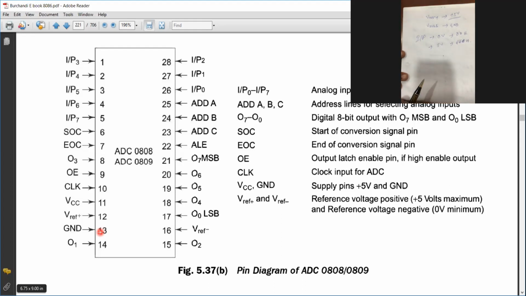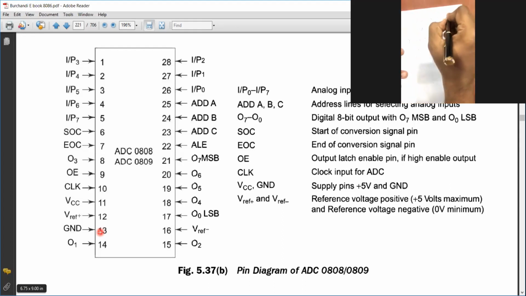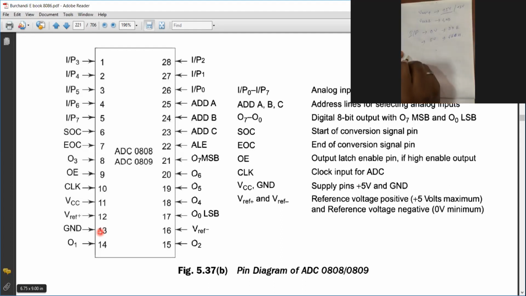With V reference plus volt, you get the maximum output. With V reference minus, you get the minimum output. If V reference is 3 volt, what will happen? For any input channel, say input channel X, if the voltage is 0 volt you will get 00H, and at 3 volt, after 3 volt, you will get FFH.